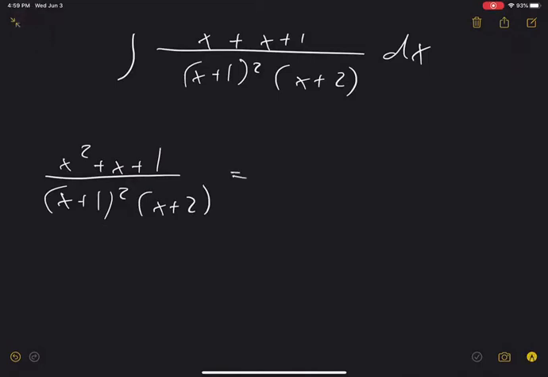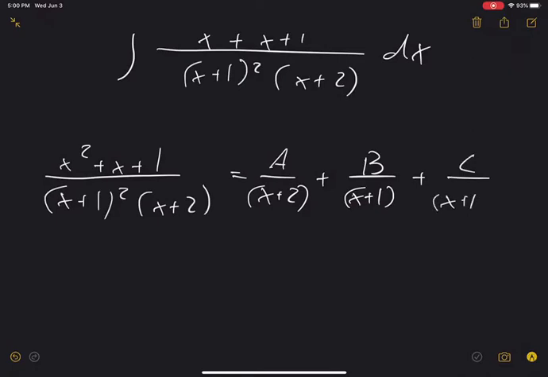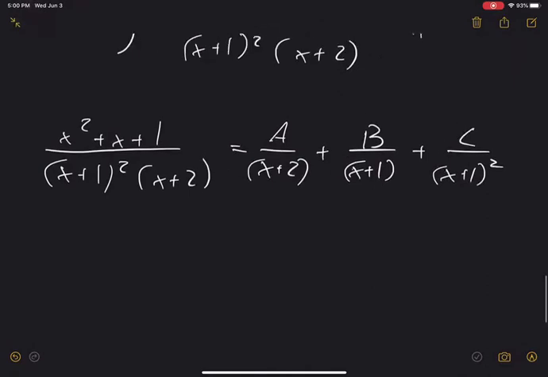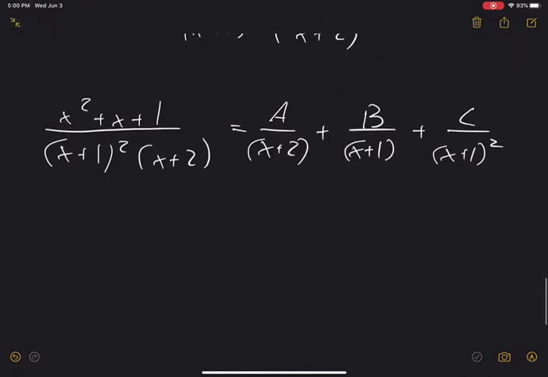So remember how that works. Let's see, I could get rid of this x plus 2 first. I could do a over x plus 2 if I wanted. And then I would do b over x plus 1. And then remember how I deal with a repeated linear term, I would do c over x plus 1 squared. Okay, so that's my setup for this. Now, the rest is the same as any case.